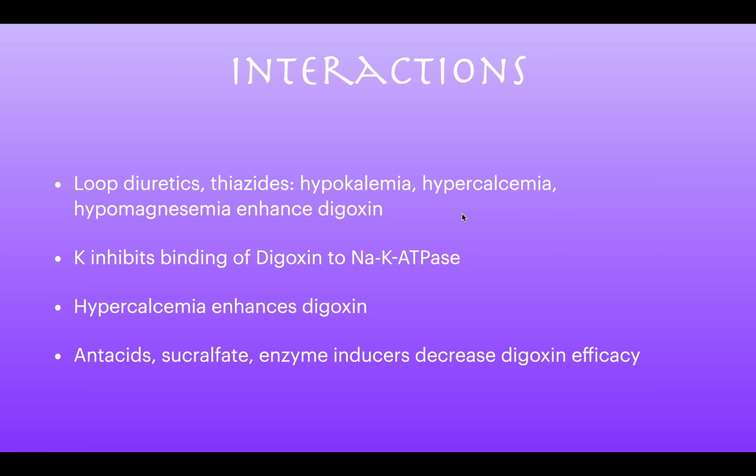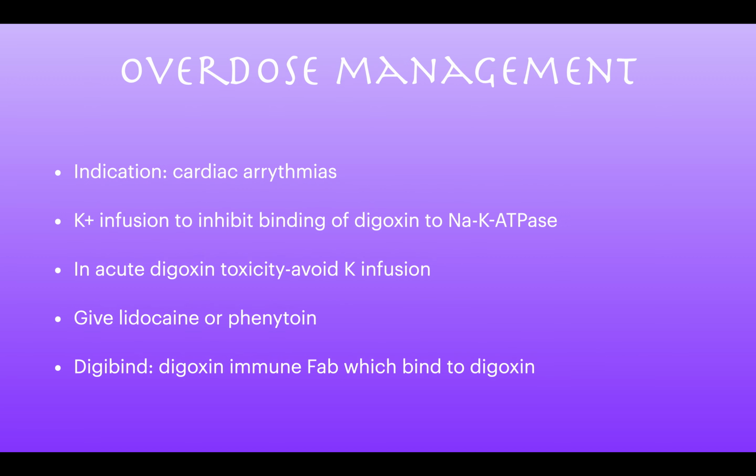Antacids, sucralfate, and enzyme inducers are going to decrease the digoxin efficacy. Why? Antacids are going to increase the pH and prevent the absorption. Sucralfate, same thing. Enzyme inducers are going to increase the digoxin metabolism, so more of the digoxin is going to be excreted versus being able to be freed and used in circulation.